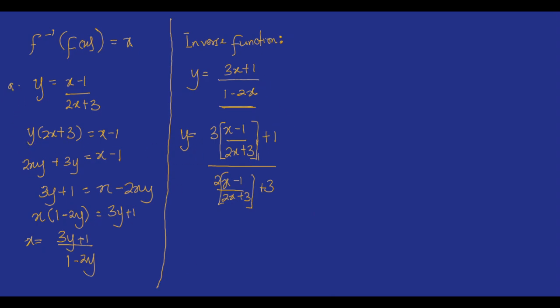Sorry, there's a mistake here. So we should have substituted 1 minus 2x here instead of 2x plus 3. So let's correct that. This now becomes 1 minus 2 into bracket x minus 1 divided by 2x plus 3.